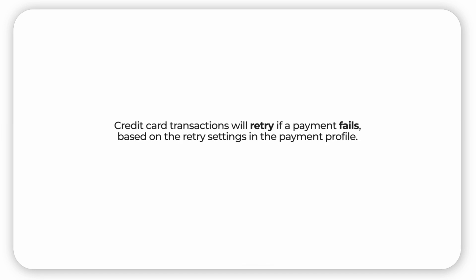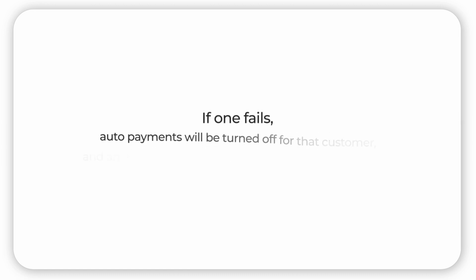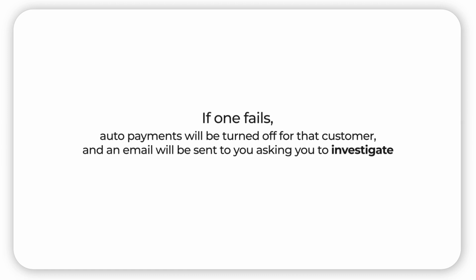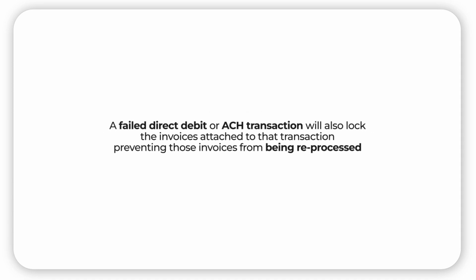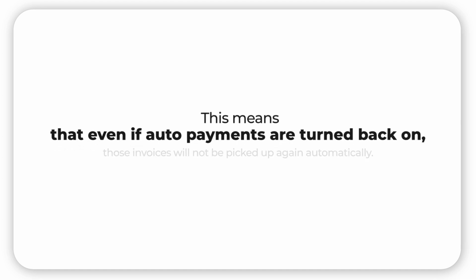Credit card transactions will retry if payment fails, based on the retry settings in the payment profile. However, direct debit and ACH transactions do not automatically retry. If one fails, auto payments will be turned off for that customer and an email will be sent to you asking you to investigate. A failed direct debit or ACH transaction will also lock the invoices attached to that transaction, preventing those invoices from being reprocessed. This means that even if auto payments are turned back on, those invoices will not be picked up again automatically.